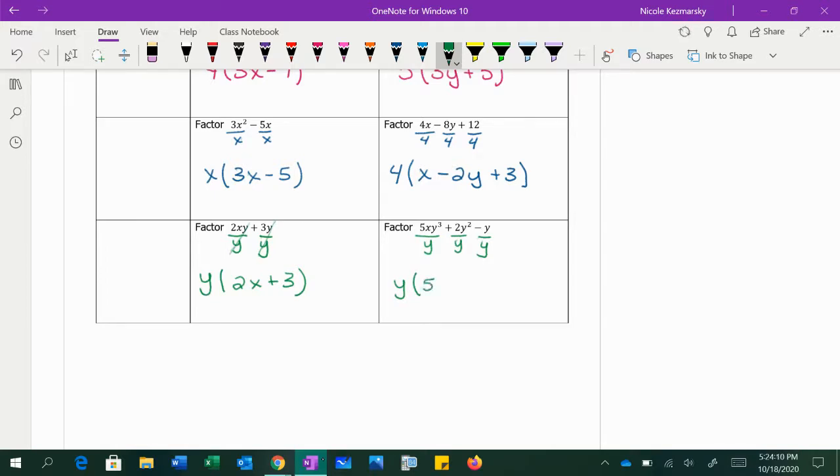I have a 5, I have an x, and then I had 3 y's in the first term. I took out 1, so I'm left with 2. In the second term, I have a 2. I had 2 y's, I took out 1, so I'm left with 1 y. And then I had the -1, which is really important because the y's cancel out, so I still have a -1.